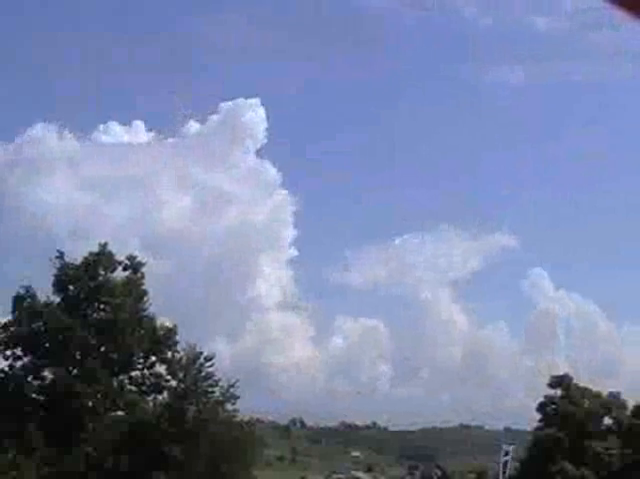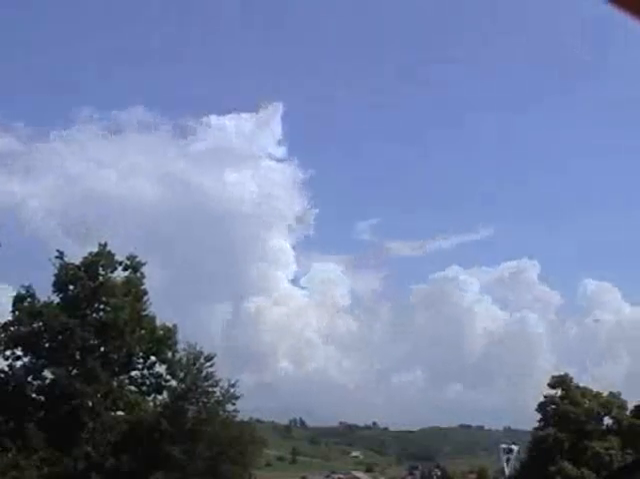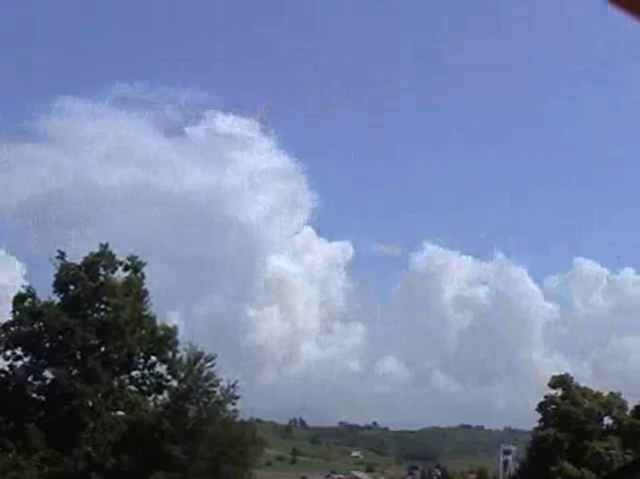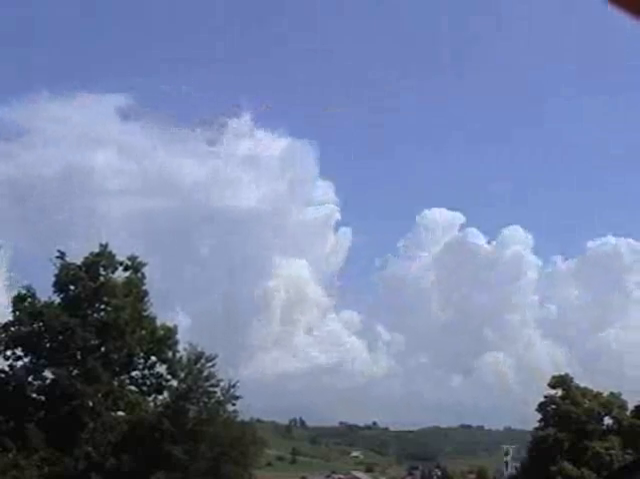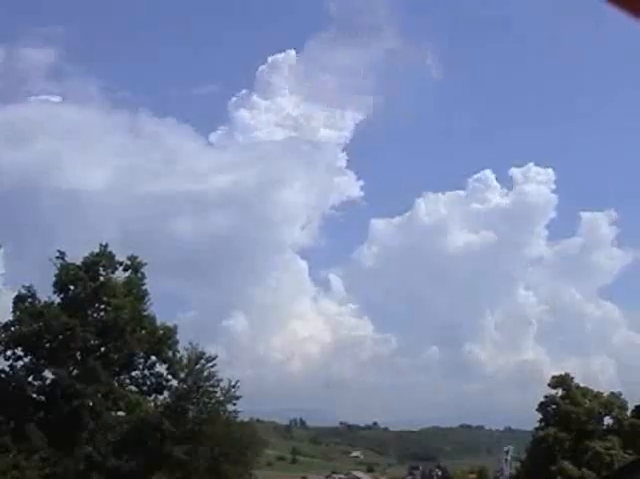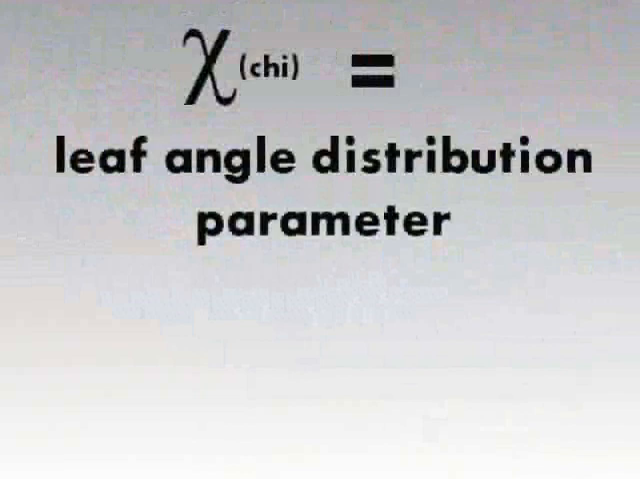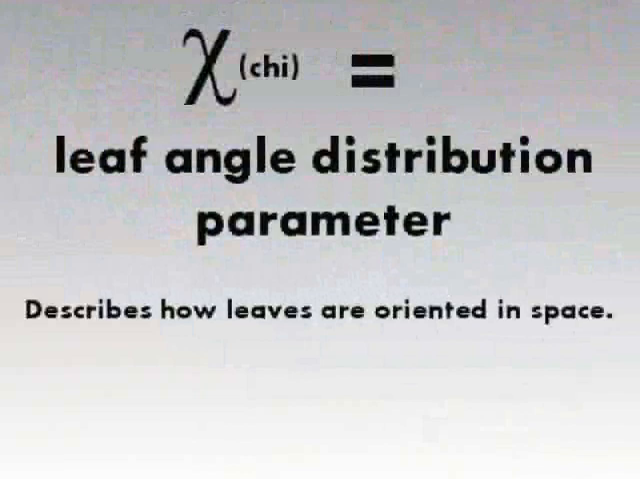Unless using the external sensor, it is important not to make measurements on partly cloudy days when the light changes frequently. Even if the clouds do not cross in front of the sun, their movement in the sky affects the LP80's calculations. Chi is the leaf angle distribution parameter for the canopy and describes the way light is intercepted by the leaves.